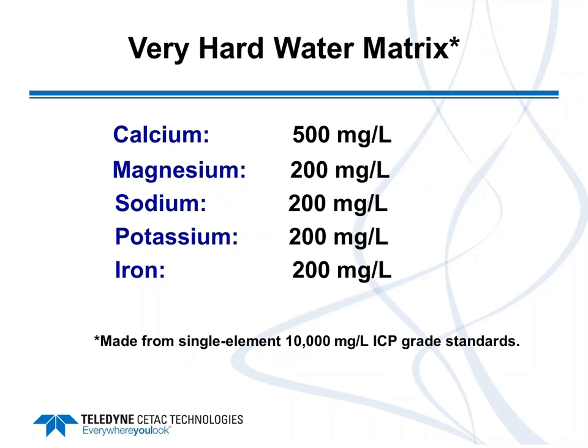Okay, so the recipe that was suggested for us to use for the very hard water matrix was quite fortified: 500 ppm or milligrams per liter in calcium and 200 ppm or milligrams per liter each in magnesium, sodium, potassium, and iron. And these were all made from single element 10,000 ppm ICP grade standards. So this entire mixture then will compose our very hard water matrix.